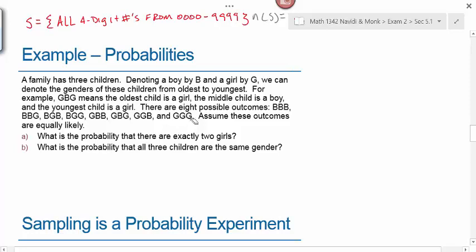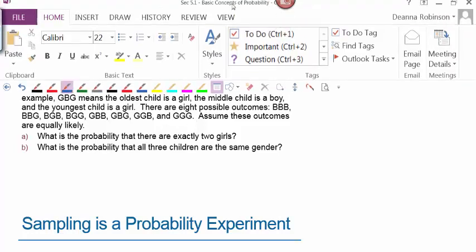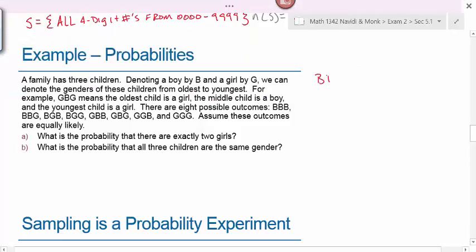Without looking at this, let's talk about what our sample space here would be. It's possible that all 3 kids are boys. Then it's also possible to have 2 boys and a girl. That girl could be born last, or middle, or first, or you could have 2 girls and a boy, with the boy being last, middle, or first, or you could have all 3 girls.